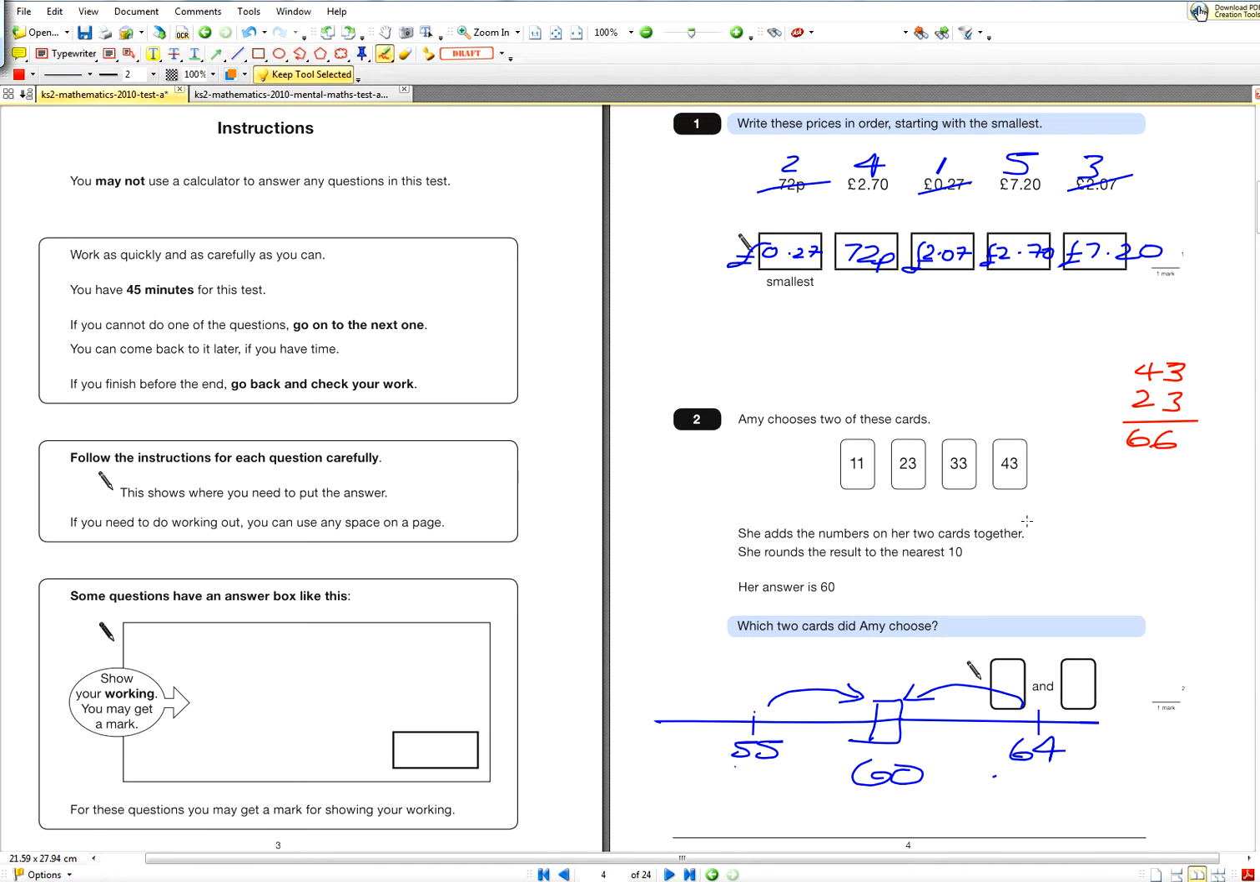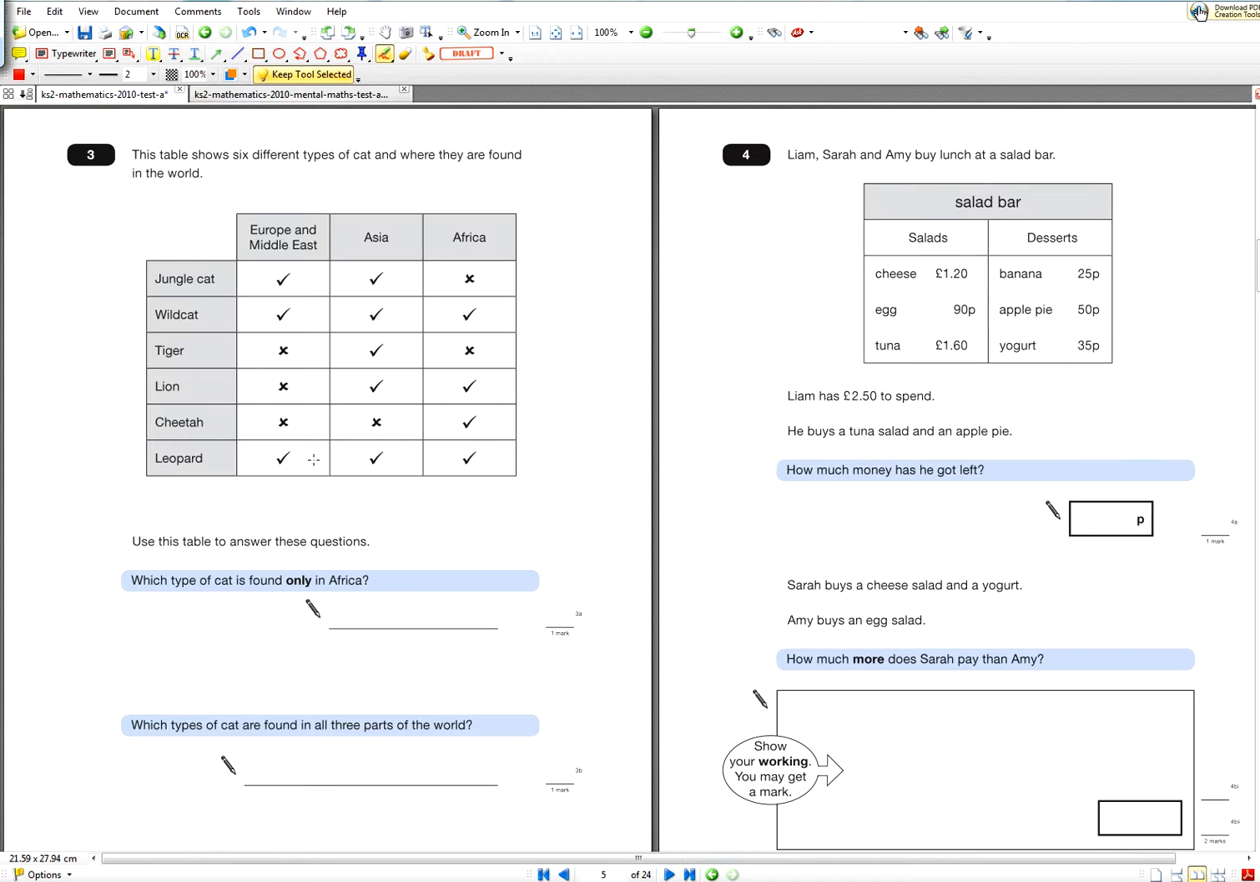Go on, Mr. Qasim. 23 and 33. Excellent, well done. So the answer here is 23 and 33. Lovely answer. Okay, question number 3.